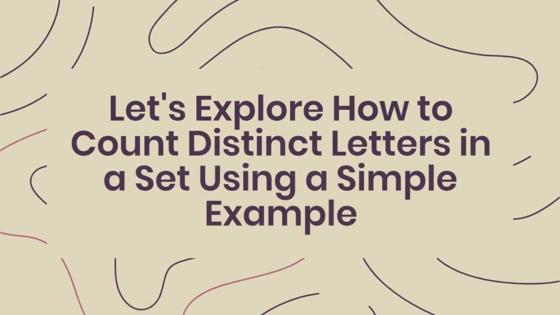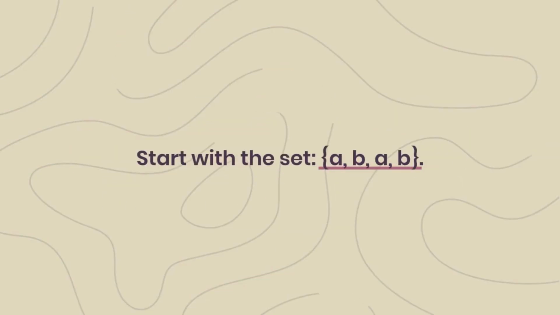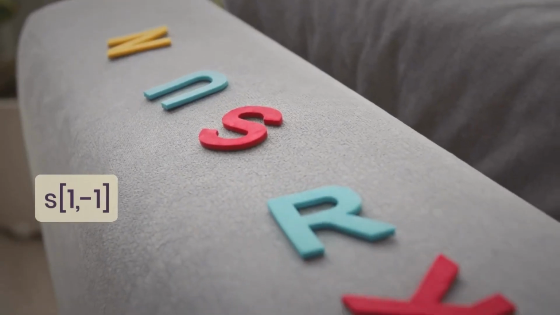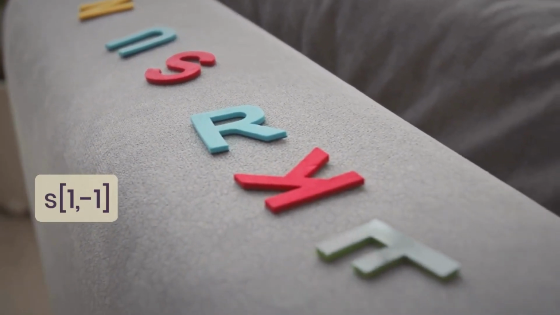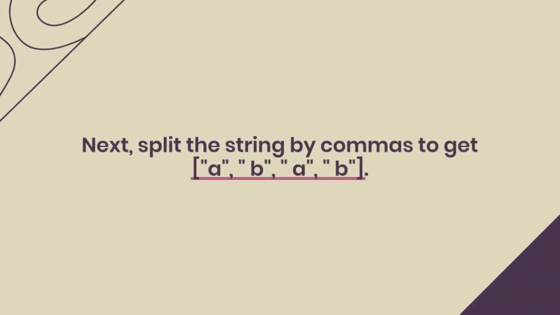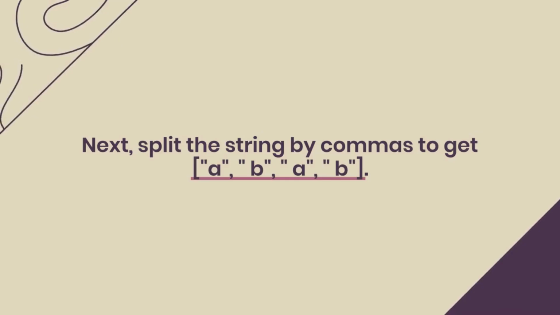Let's explore how to count distinct letters in a set using a simple example. Start with the set {A, B, A, B}. First, remove the brackets using s[1:-1], resulting in A, B, A, B. Next, split the string by commas to get A, A, B, A, B.